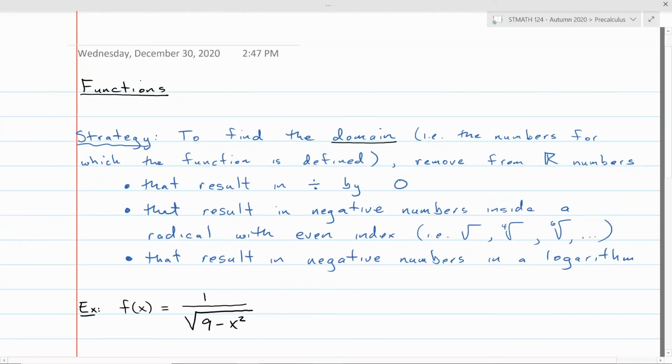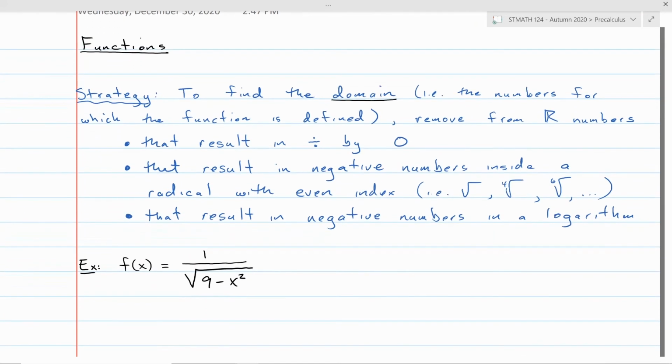Makes it easier. Okay, next let's talk about functions. One of the first things you need to think about when you're thinking about a function is what's the domain of the function. Those are just the numbers for which that function makes sense. And the way that you typically define the domain of a function is to remove from the real numbers any numbers that would result in division by 0 or that would result in negative numbers inside of a radical with an even index.